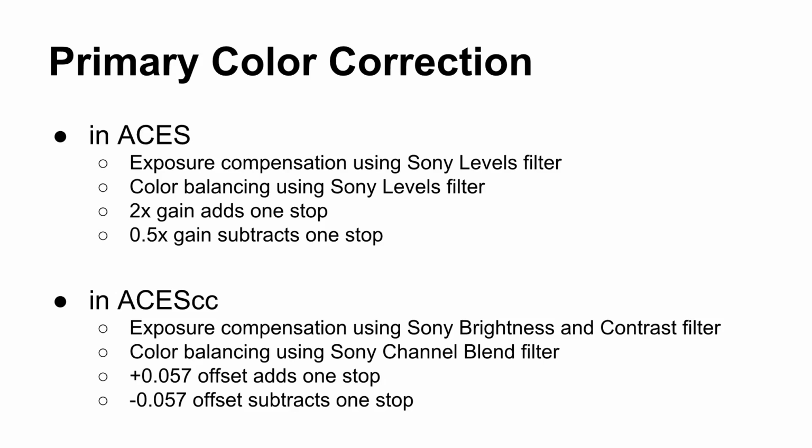Primary color correction is performed equally well in ACES and in ACEScc. In ACES, they're done as gain operations using the Sony levels filter. 2x gain means adding one stop, and 0.5x gain means subtracting one stop. In ACEScc, color correction is performed as an offset operation. A 0.057 difference means adding or subtracting one stop.